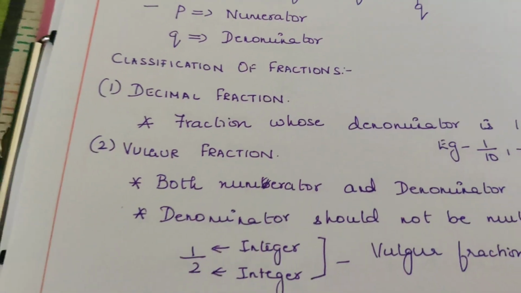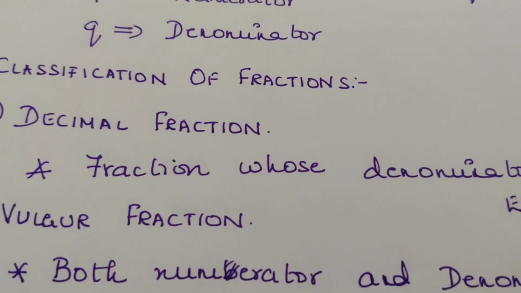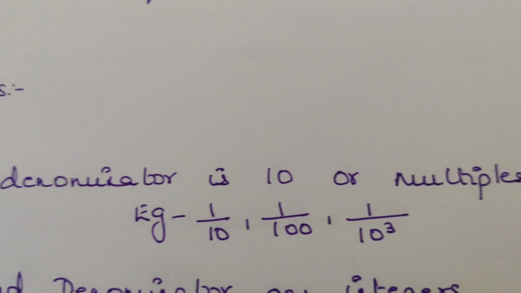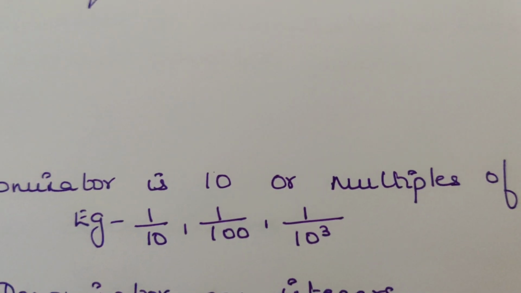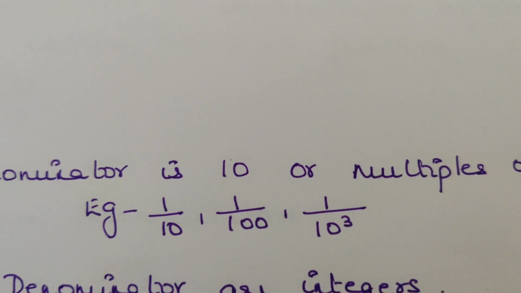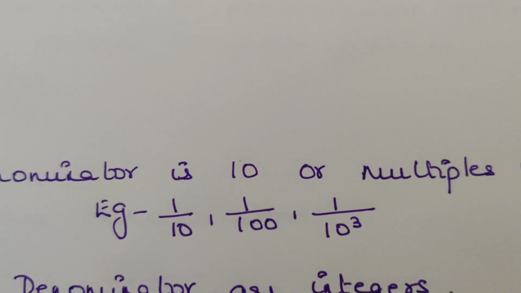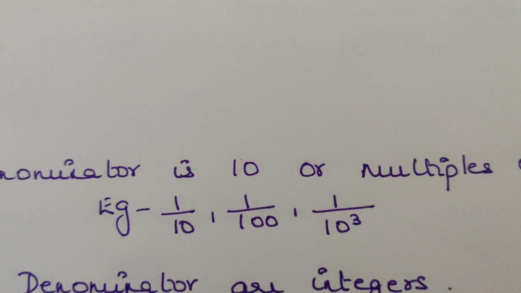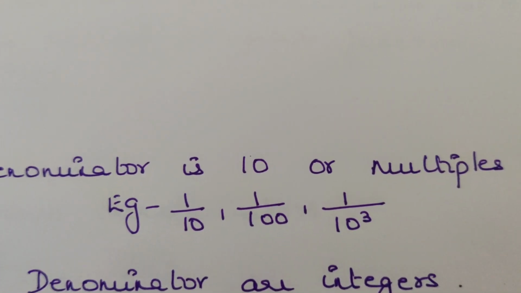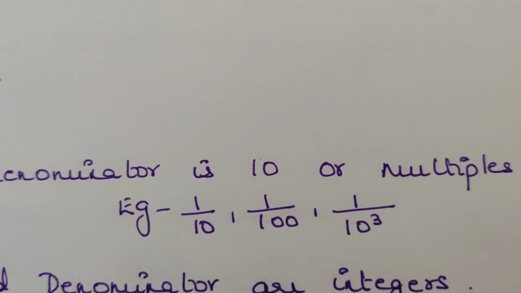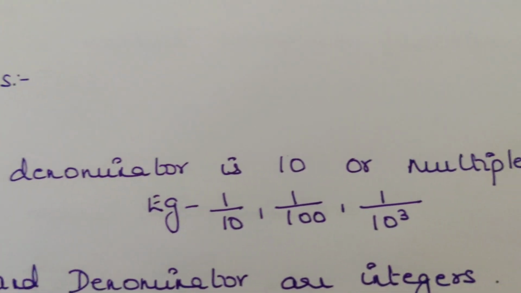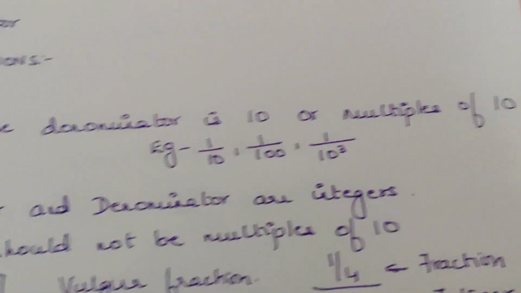We have different classes of fraction. First one is a decimal fraction. A decimal fraction is a fraction whose denominator is 10 or multiples of 10. For example, 1 by 10, yes, 10 is a multiple of 10, so that's a decimal fraction. 1 by 100, yes, 100 is a multiple of 10, so that's a decimal fraction. 1 by 10 to the power of 3, 10 to the power of 3 is a multiple of 10, and therefore that's also a decimal fraction. Let me repeat again: decimal fraction, a fraction whose denominator is 10 or multiples of 10.